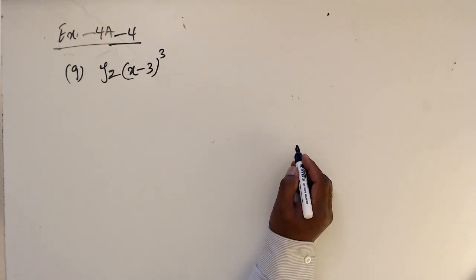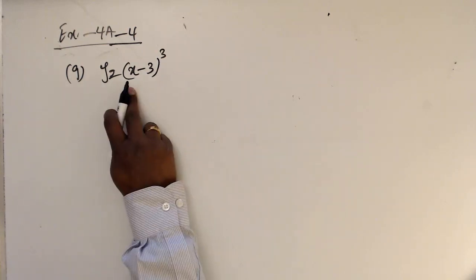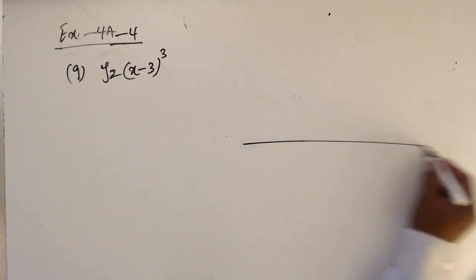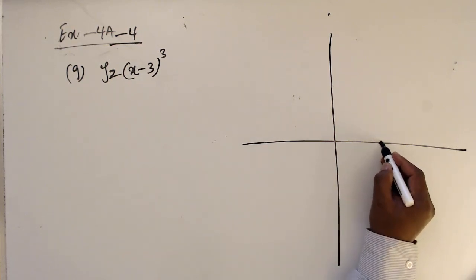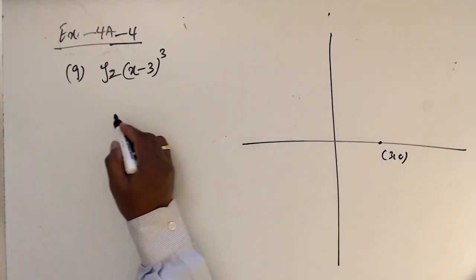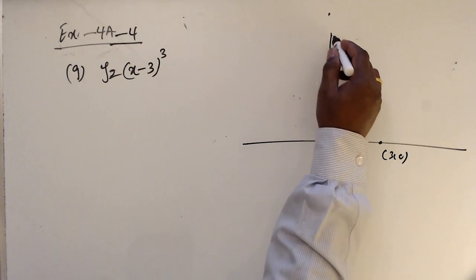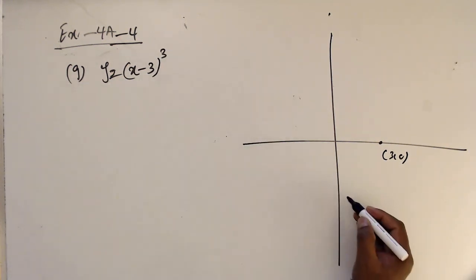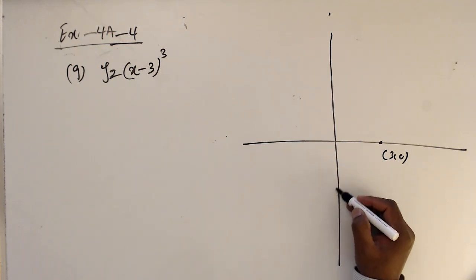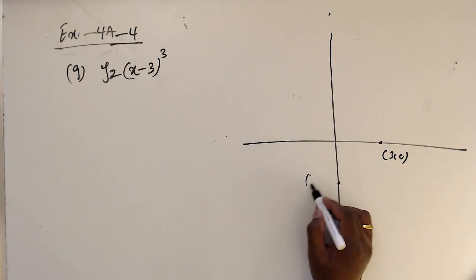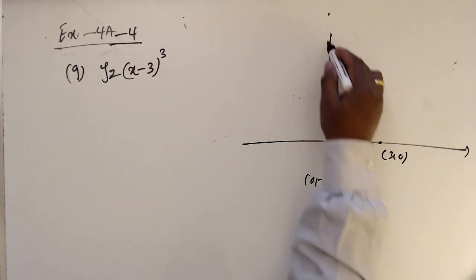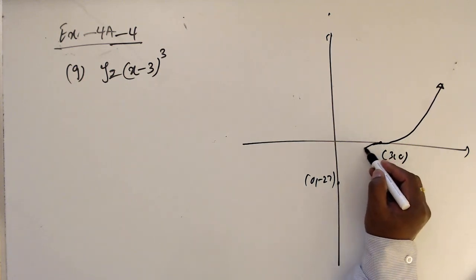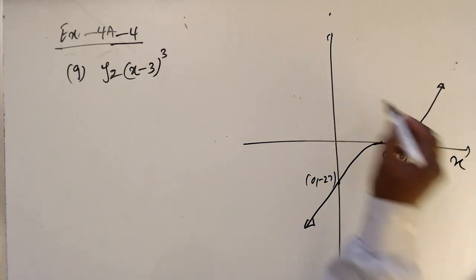Y equals x minus 3 cubed is going to have a positive coefficient, and the root is 3. So the root is 3, 0, and when x equals 0, this is the x equals 0 line where it cuts, minus 3 to the power 3, minus 27. So it will go from here. So this is 0, minus 27. So the graph goes through x and y.